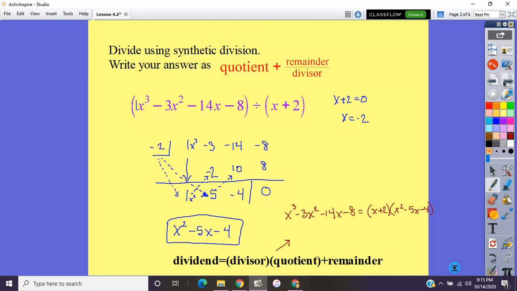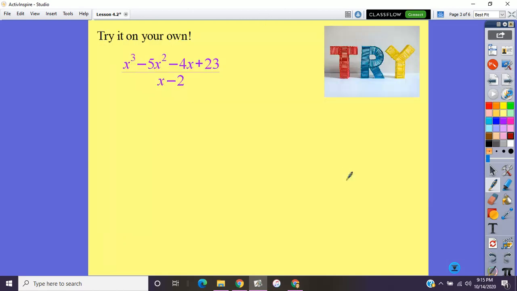So let's look at another one. Why don't you guys try pausing the video and see if you can figure this one out. But if you haven't paused, we are going to move on.